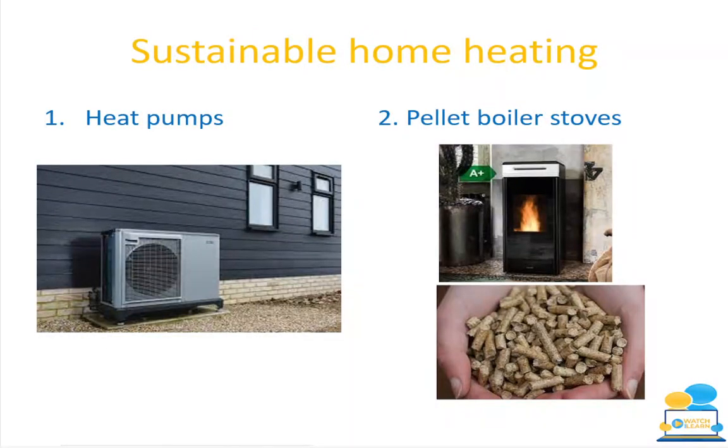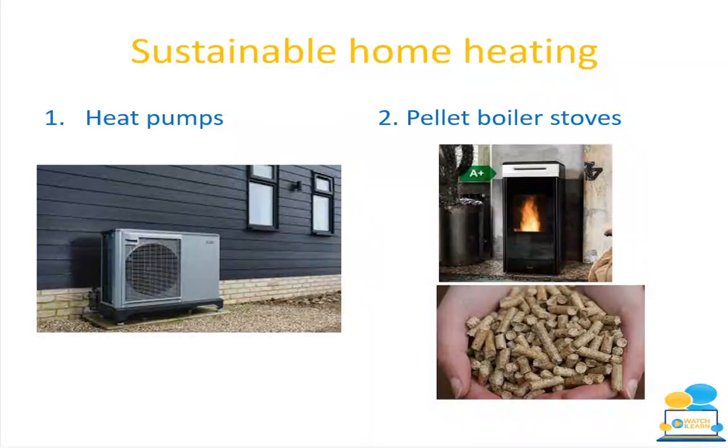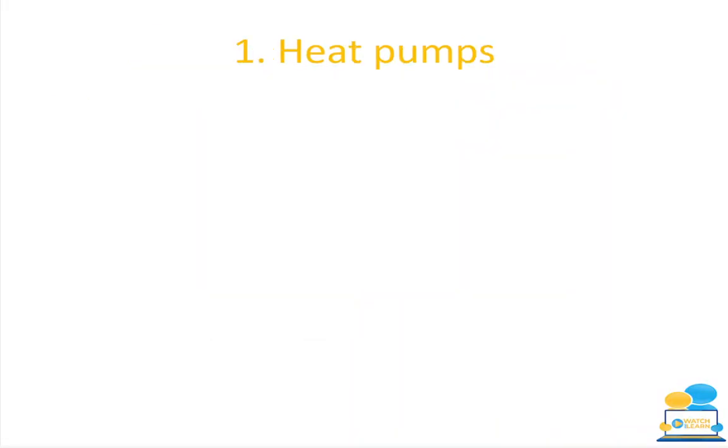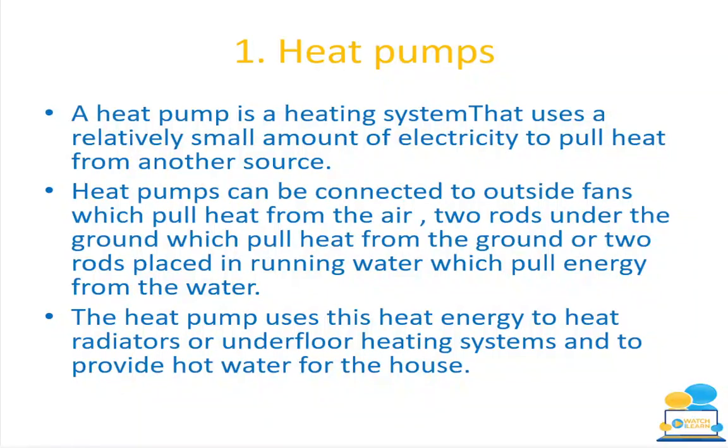So suitable more sustainable forms of home heating include heat pumps and our pellet boiler stoves. So these might be things that you might not have heard of. You may have heard of heat pumps if you are living in a new house. So a heat pump is a heating system, and it uses a relatively small amount of electricity. So it pulls heat from one source to another.